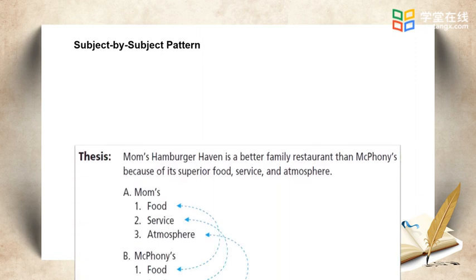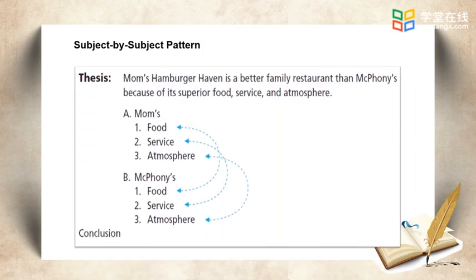To have a better understanding of the pattern, we can look at this outline. It still has the same topic, the differences between two family restaurants, but there are only two parts in the body, Mom's and McPhoney's. When Mom's is talked about, food is first explained, and then service, and then atmosphere. When McPhoney's is talked about, the same order is followed.